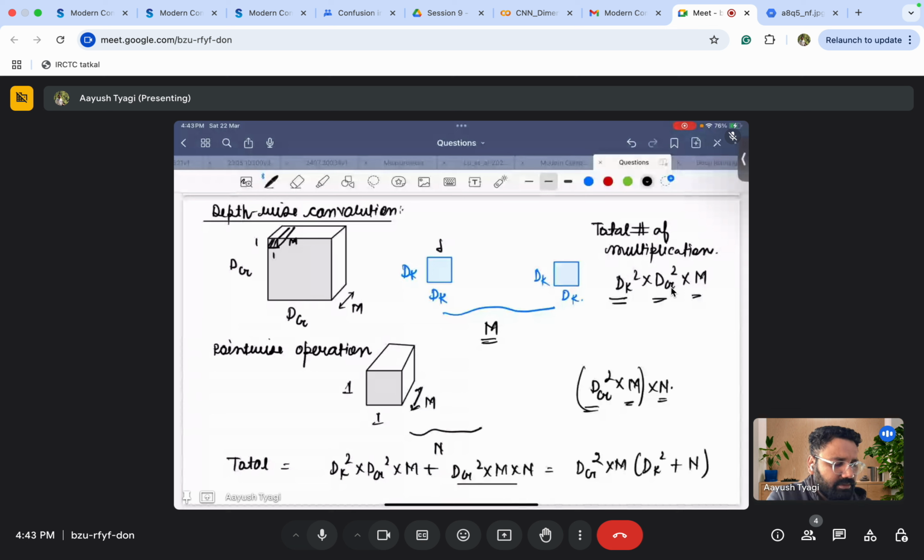Let me just say what is happening in the point-wise operation. In the point-wise operation, we are computing a convolution operation for each pixel through the channels. For pixel number one, we are computing the value effect of each channel, sampling each channel. That's why dg square, the dimension of the image, into m.